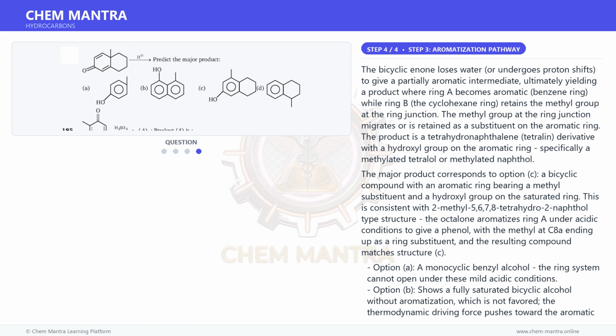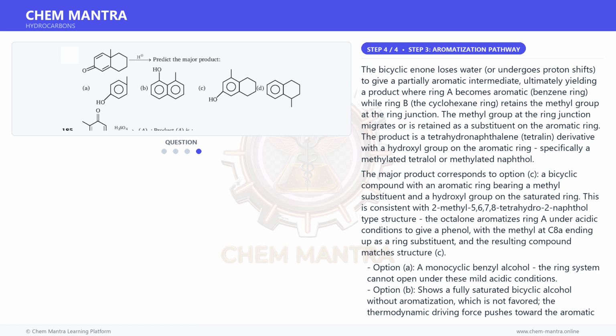This is consistent with 2-methyl-5,6,7,8-tetrahydro-2-naphthol type structure. The octalone aromatizes ring A under acidic conditions to give a phenol, with the methyl at C8 ending up as a ring substituent, and the resulting compound matches structure C.